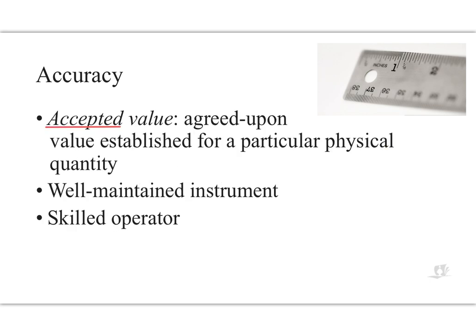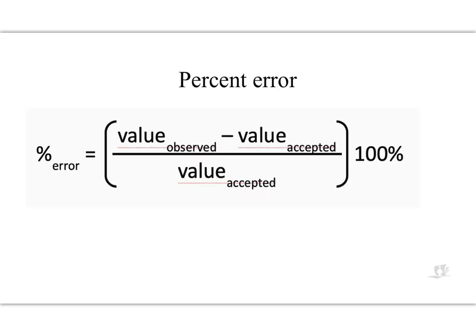Accepted value, then, is an agreed upon value that is established for a particular quantity. If you have a well-maintained instrument and a skilled operator, then you can get an accurate value, accurate to the accepted value. Obviously, you have to use instruments that are being maintained, that are not broken, and then you have to have somebody who knows how to use the instrument. So let's look at how we calculate the error.